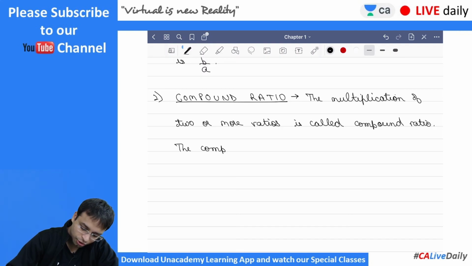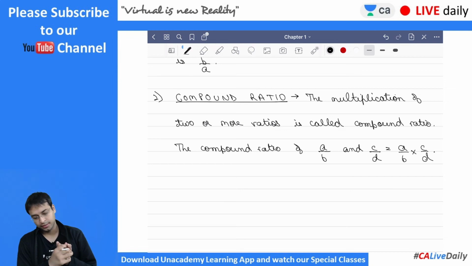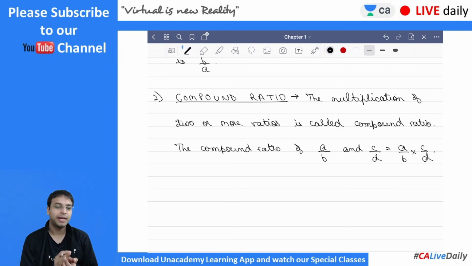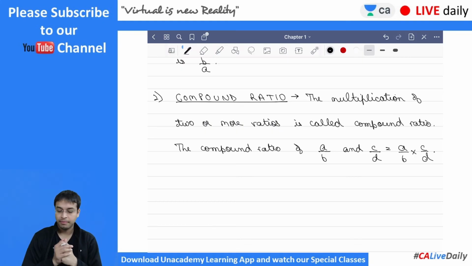The compound ratio of A by B and C by D is equal to A by B into C by D. That's it. You simply have to multiply these two ratios. So the multiplication of two or more ratios is called compound ratio, and the compound ratio of A by B and C by D is A by B into C by D.